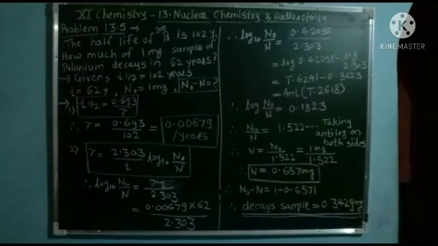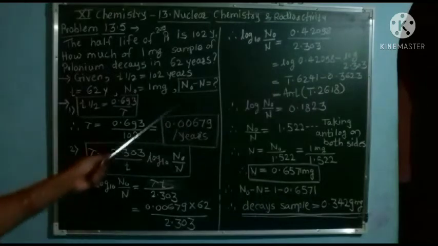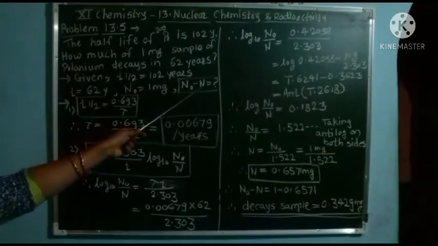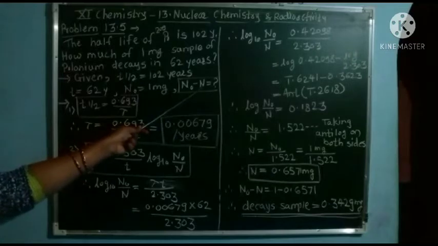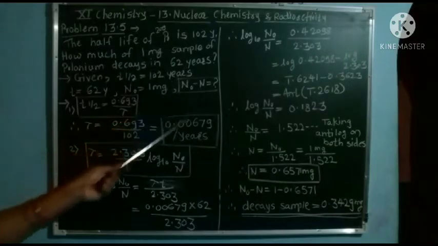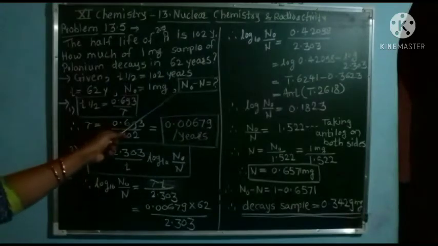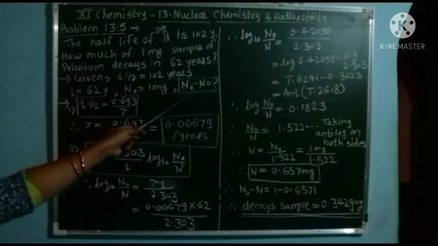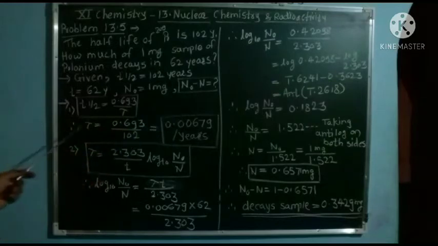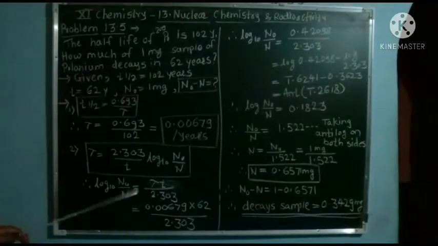Question is asked how much sample will decay. That means the initial number of nuclei minus the final number of nuclei which are left at that time. Means if we have to calculate the number of nuclei that decay, we have to calculate N0 minus N. Now we know T half is given, so from T half we can find the value of lambda.